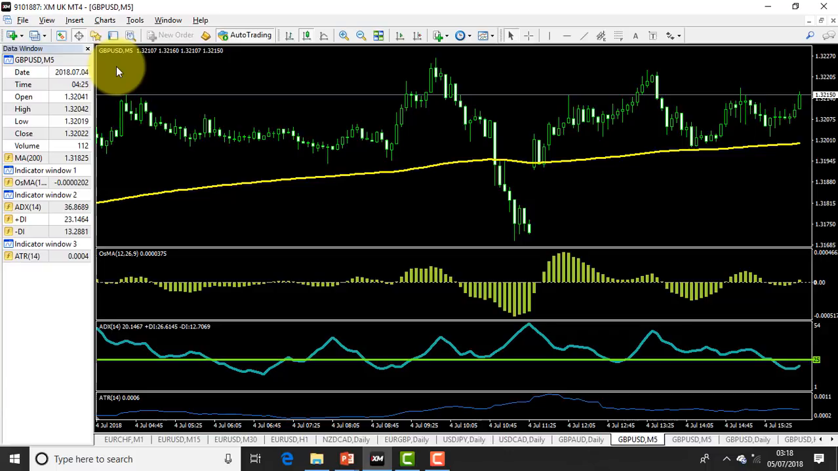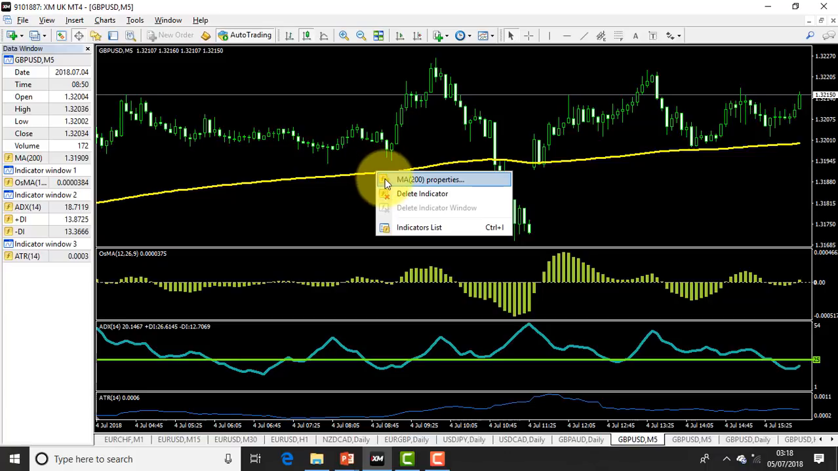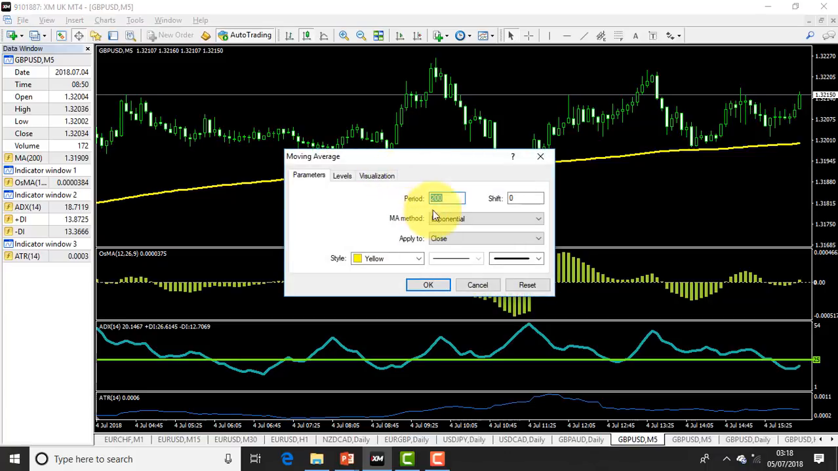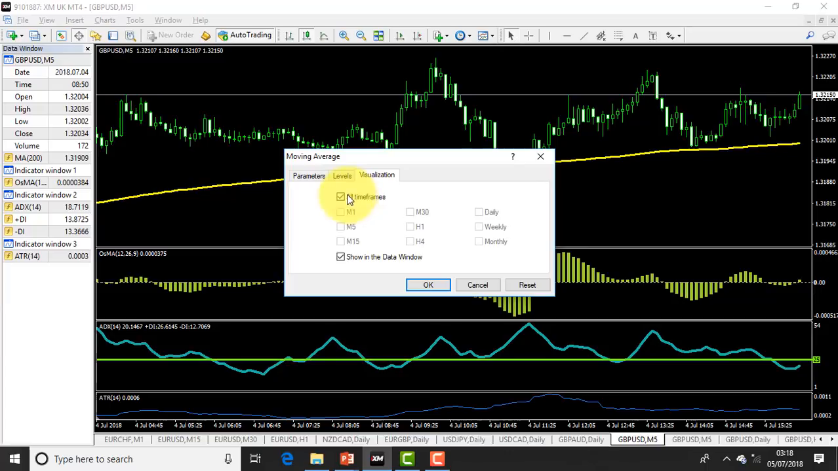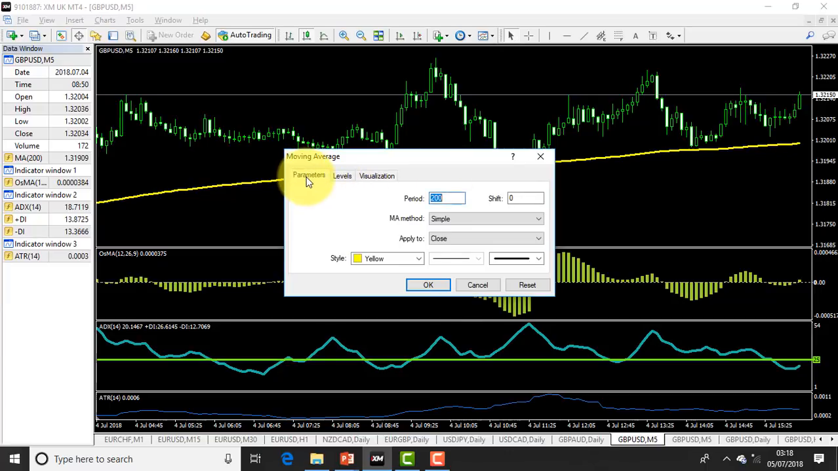Okay, so when you apply the template, this is what it will look like, just like this. So you have all the indicators. So let's check the indicators. So you have the MA 200. We use an exponential moving average here. We can make it a simple moving average. It's a simple moving average. Here we have no level defined, and visualization is in all time frames.